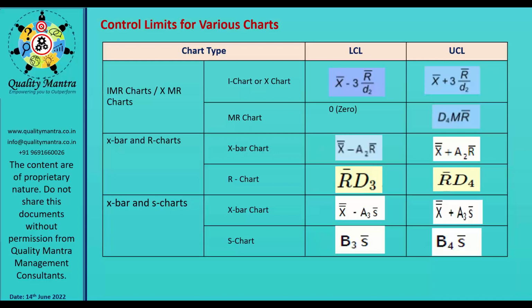And how will you calculate the UCL? To calculate the UCL, you need to use this formula: X bar plus 3 into R bar by D2. And for the MR chart, it is 0 and D4 MR bar. A little bit confusing, a little bit difficult to understand.